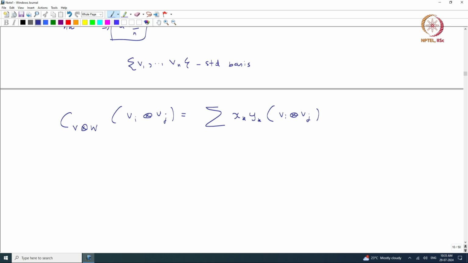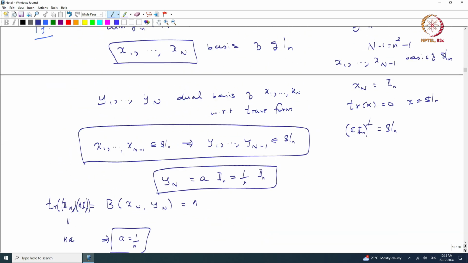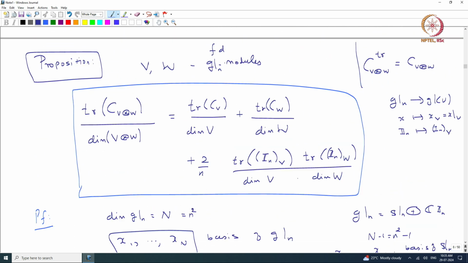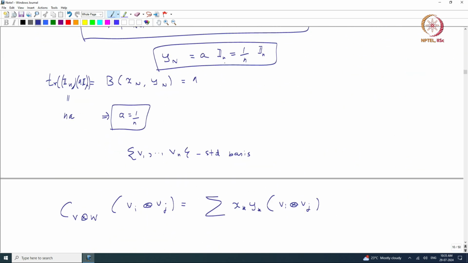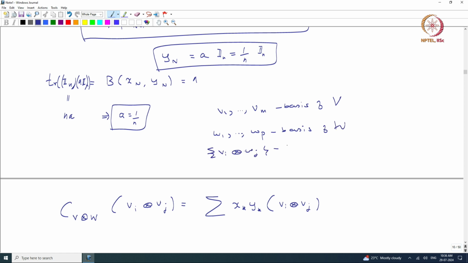Oh sorry, we are given actually two modules V and W, so we have to fix the basis. Let us call V1 etc. Vm the basis of capital V, and W1 etc. Wp the basis of W. We know that Vi tensor Wj becomes a basis of V tensor W. So this is something we are fixing.